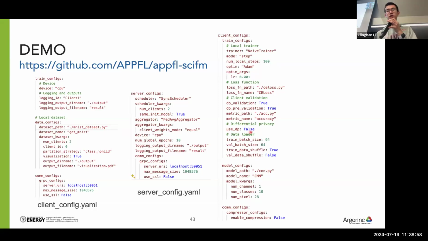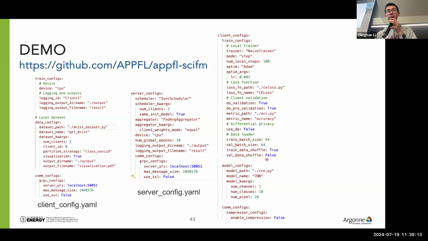I disable differential privacy in this case. For the data loader, I want to use a batch size of 16 for training data and a batch size of 16 for validation data. Shuffle the training data and do not shuffle the validation data.